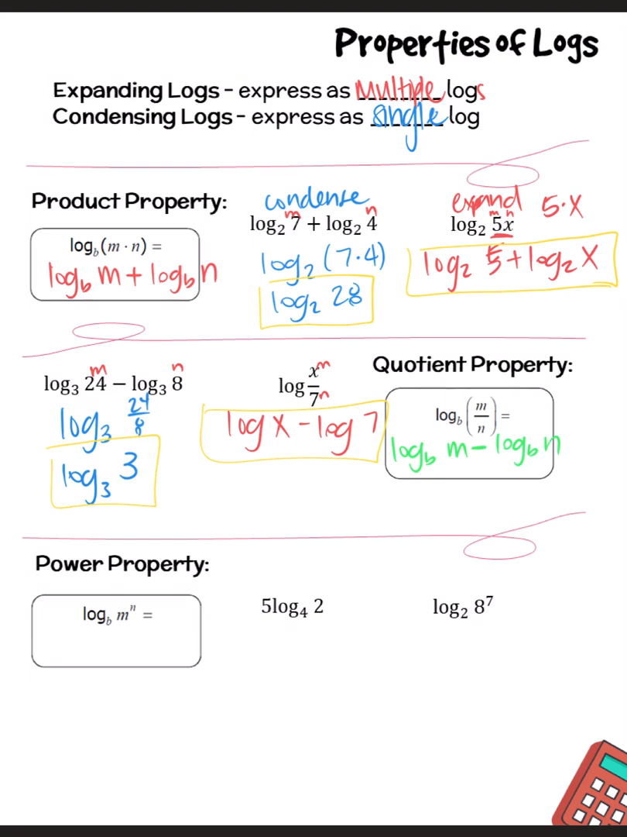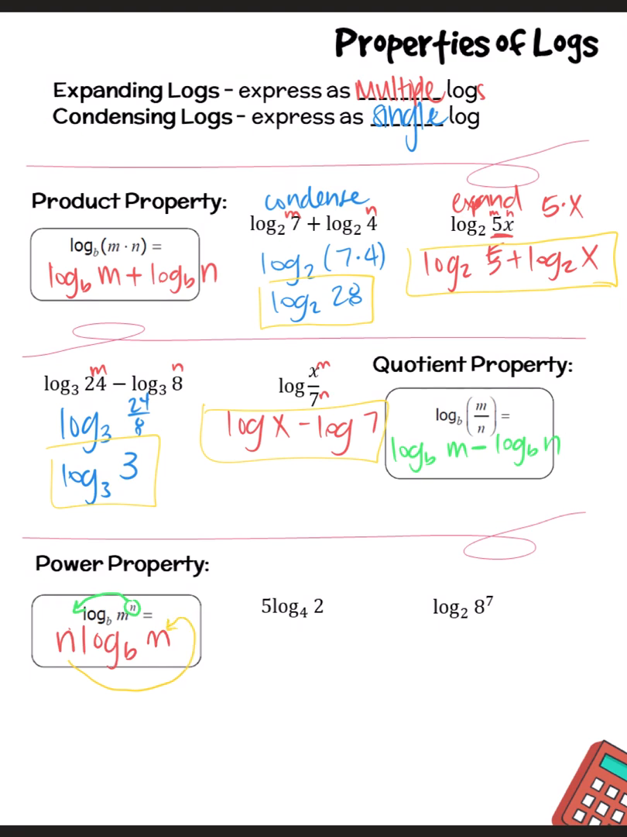All right, finally we have our power property, and that is expansive. Log base b of m to the nth power. So we've got lots of layers here. And we can expand that into n times log base b of m. Essentially, I'm just taking this n and putting it right out front. And then when I want to go vice versa, I can take this n and put it right up here.